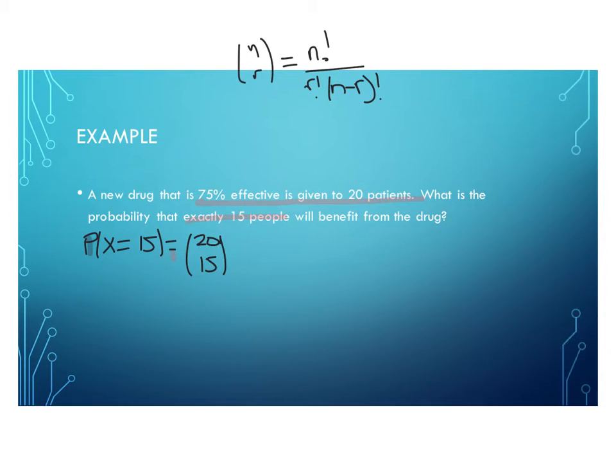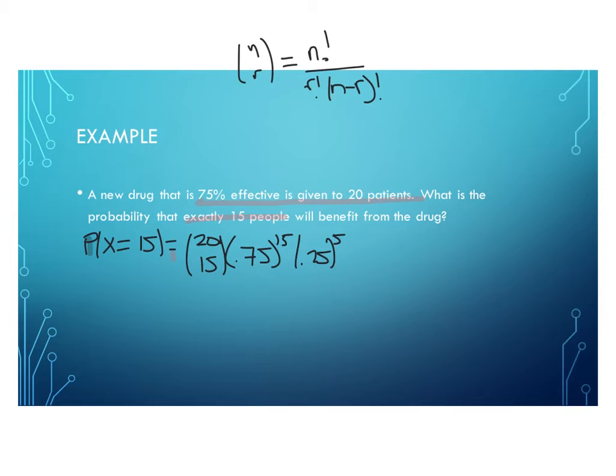Okay, but remember the calculator will do it for us. So 20 choose 15. We know 0.75, we want exactly 15 to be effective. And so that means 5 are not, and the probability of failure is 0.25. And you would type that into a calculator.